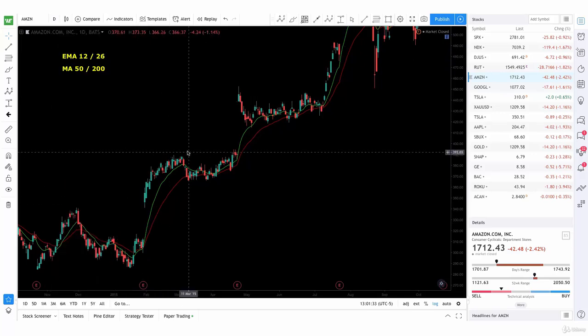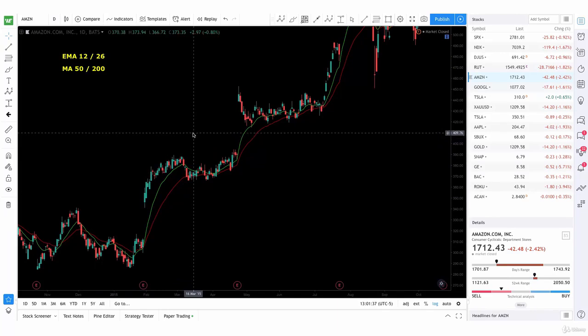So the shorter the time frame you utilize this on, the more signals it's going to give you, because there's going to be more price action.